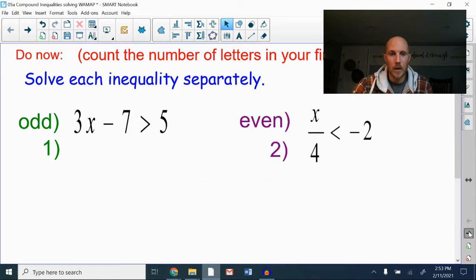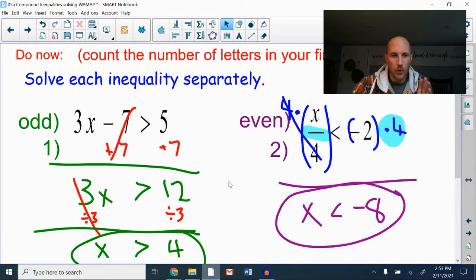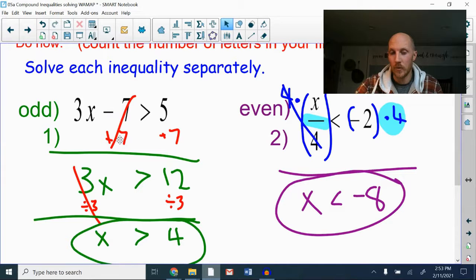Well, welcome back. So here's what we got for the green one. I'm going to add 7. This is my opposite operation. Add 7 to both sides. Leaves me with 3x is greater than 12. The inequality symbol does not flip because I added. Next step is to divide by 3, and I got x is greater than 4. Again, my inequality symbol does not change because I'm dividing by positive 3. So no change to the inequality symbol.